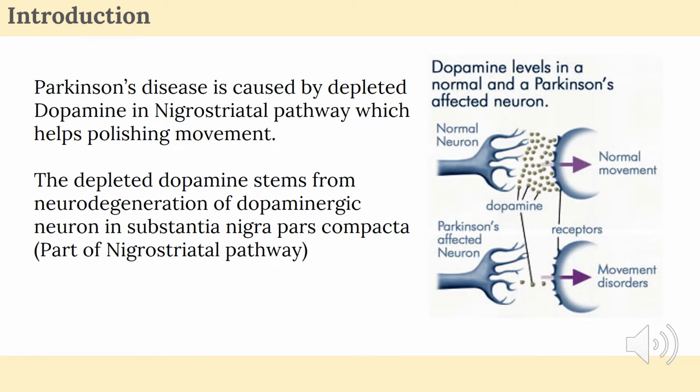Now we do understand the pathophysiology of Parkinson's disease. This is caused by depleted dopamine, one of our neurotransmitters in the nigrostriatal pathway, which helps make movement smooth. The depleted dopamine is caused by neurodegeneration of dopaminergic neurons in the part of the brain called substantia nigra pars compacta, which is a part of the nigrostriatal pathway. This phenomenon is caused by Lewy body accumulation, which can cause neuroinflammation and neurodegeneration accordingly.